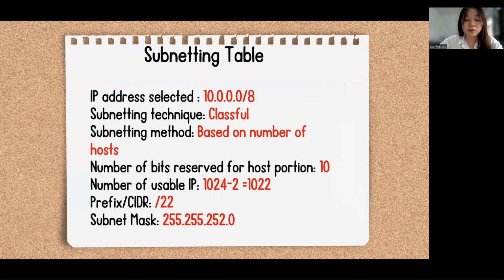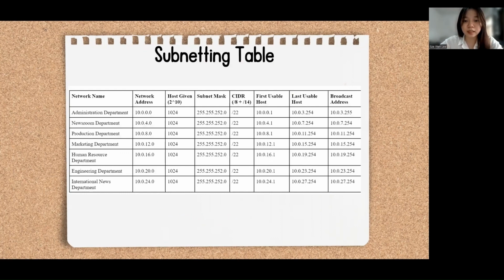Since the largest number of hosts required is 602, a minimum of 10 bits had to be reserved for the host portion of the network address. This means that they will have 1024 IP addresses within the network. However, we must exclude 2 addresses, one for the network address and one for the broadcast address. So the number of usable IP addresses will be 1022. And here is the subnetting table we have done for this assignment.